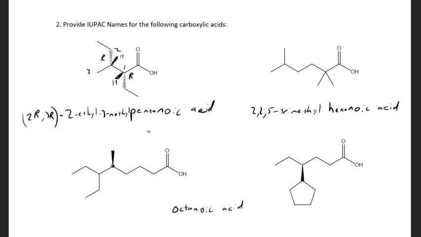So this is going to be 6-ethyl. I'm putting that first because E comes before methyl. 5-methyl octanoic acid. Again, on this one, we have 1 stereocenter.